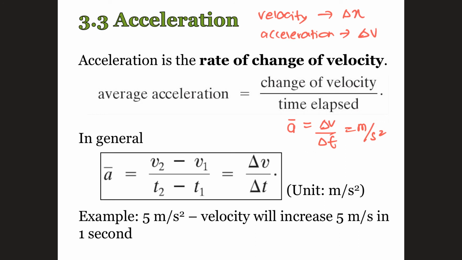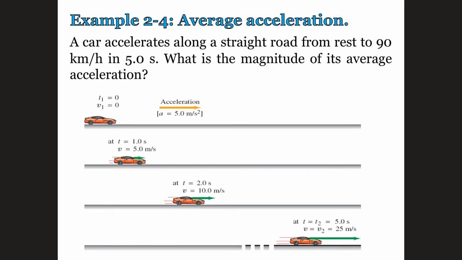So it means that when you have 5 meter per second square, it means that the velocity will be increased 5 meter per second for each 1 second. That's meant by acceleration. When you see there's a change of velocity, definitely there will be an acceleration. Okay, so what is the magnitude of each average acceleration? Same as average velocity, you don't have to take care about what happens in the middle. You only take care about what happens at the end and initial point only.